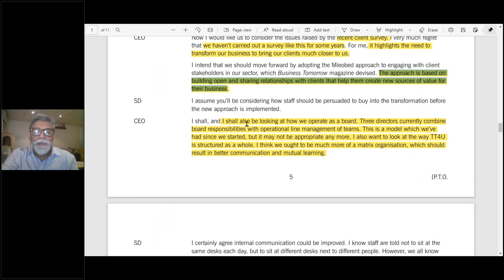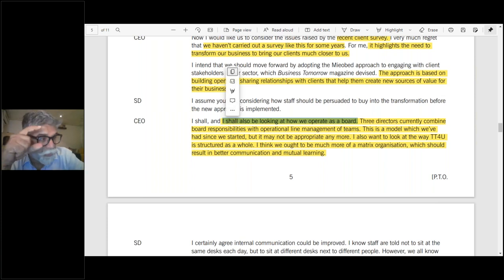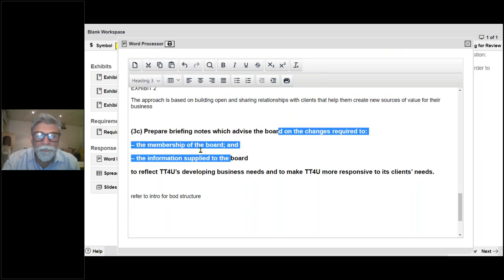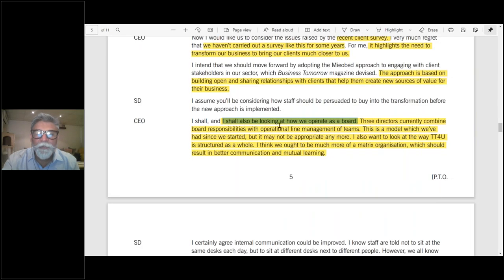And what about this one? I shall be looking at how we operate as a board. I remember there was a question on the board of directors. What changes, what information? Let me look at that question. I think it says changes required to the board of directors, information supplied. So this paragraph talks about how we operate as a board. This model is old. Matrix organization. Interesting. Can we copy this?